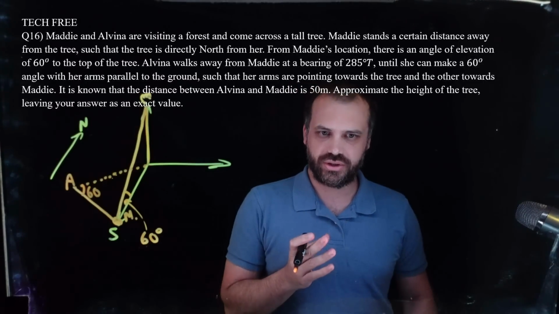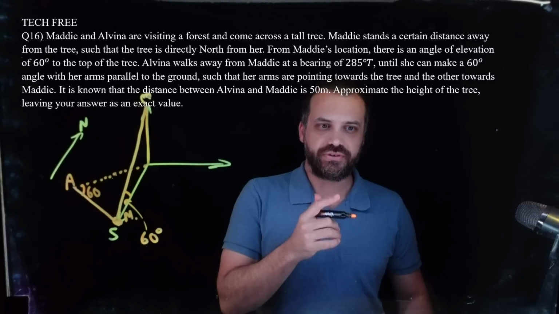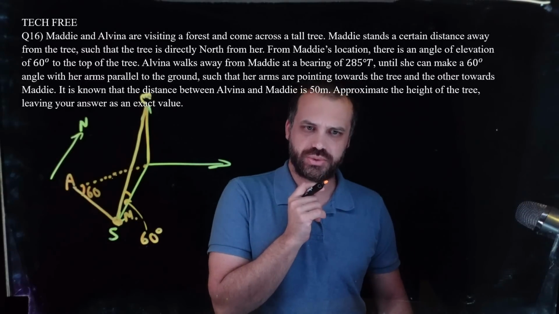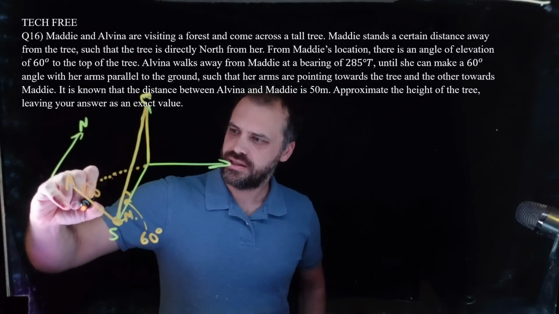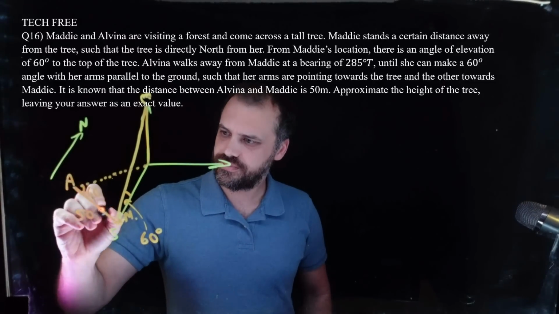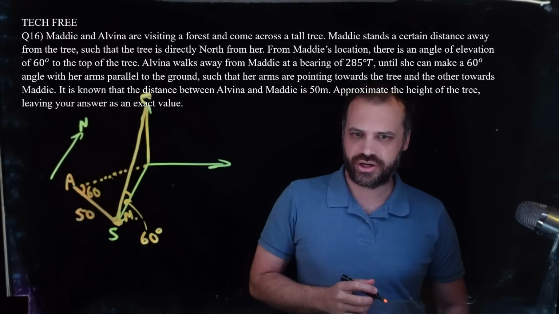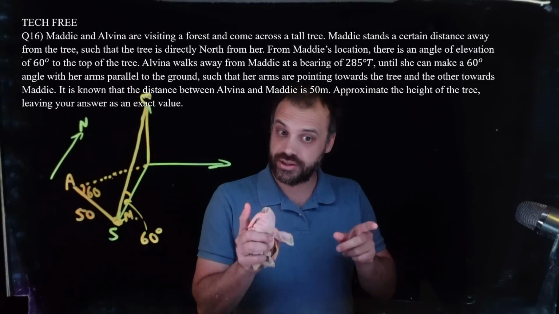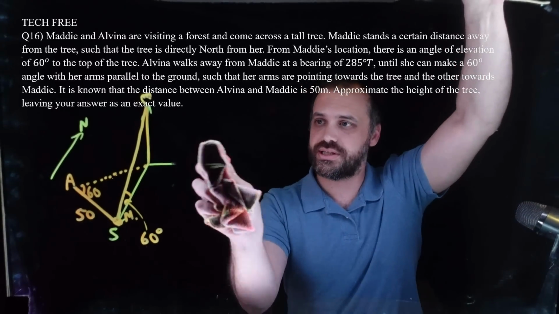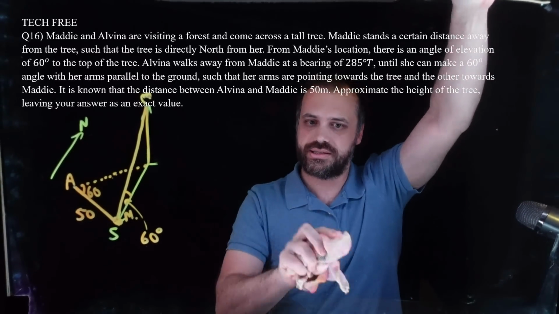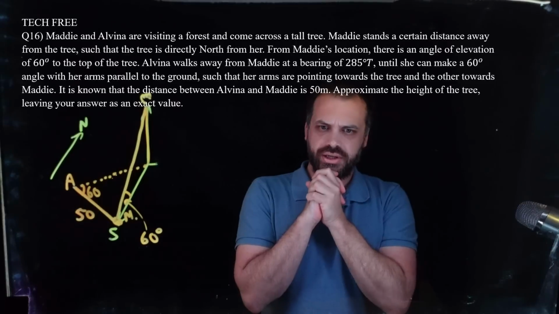Okay, what else have we got? Any more information? 50 meters. Well, it is known that the distance between Alvina and Maddie is 50 meters. Alright, so we've got a little bit going on here. It is at this stage that I would like to remind you that this is a tech-free exam. No calculators. Okay.